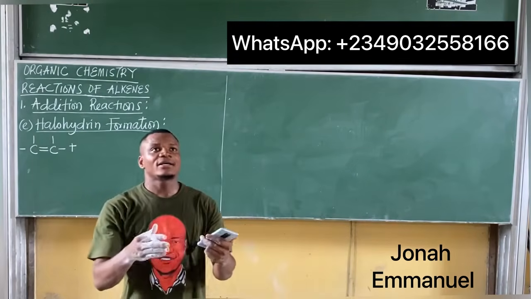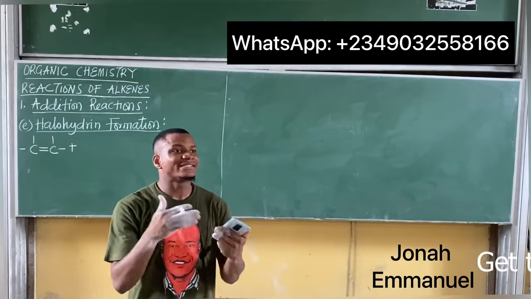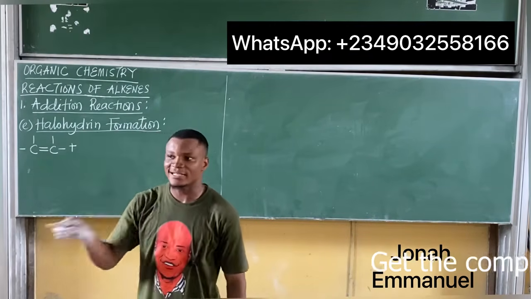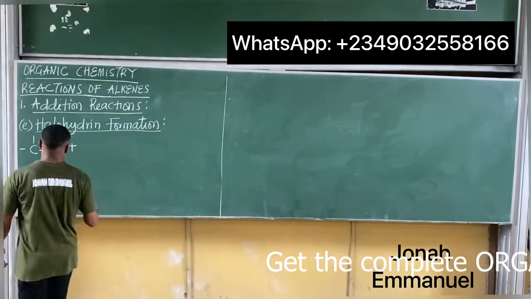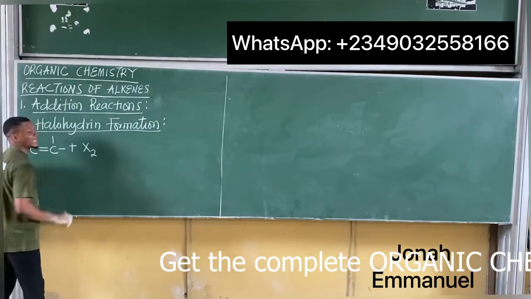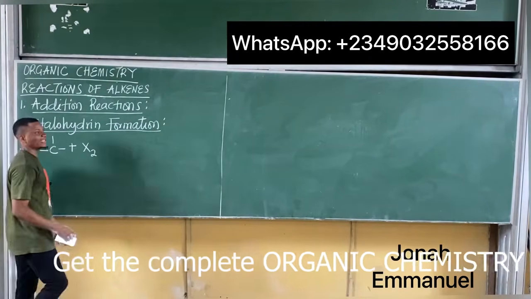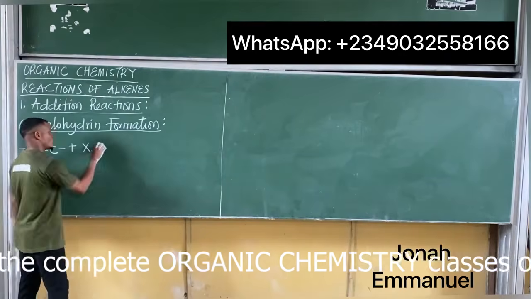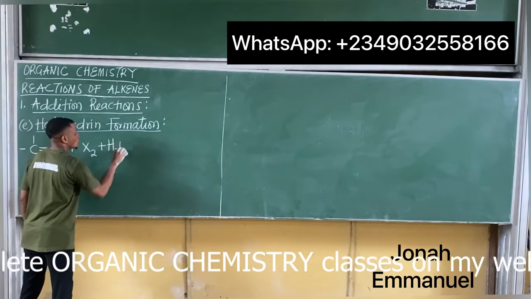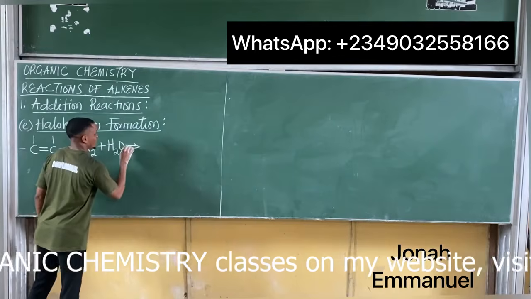Why? Because halogens are what there? Diatomic. So it cannot be X, it's X2. So it becomes plus X2. Halogens are diatomic. Next up, plus water. There's no way you don't know water now. So plus what there? H2O. To give you what there?